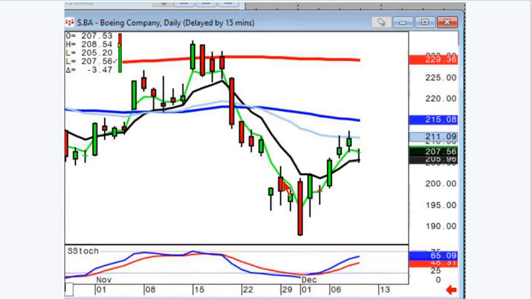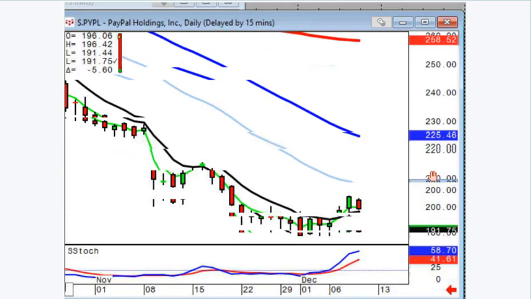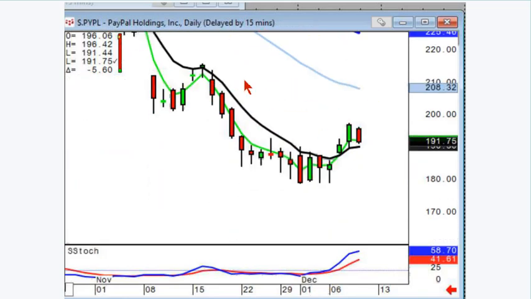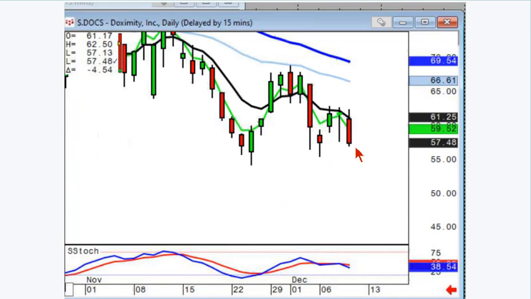Boeing has to open positive to keep you above the T-line. PayPal has to open positive to stay long. If it opens lower, your downtrend's still in progress. And DOCS, another one that you can short on weakness. They never got back up above the T-line.